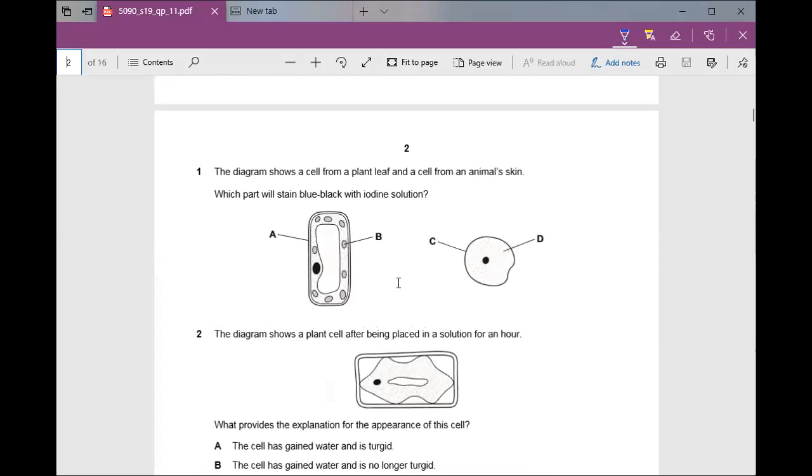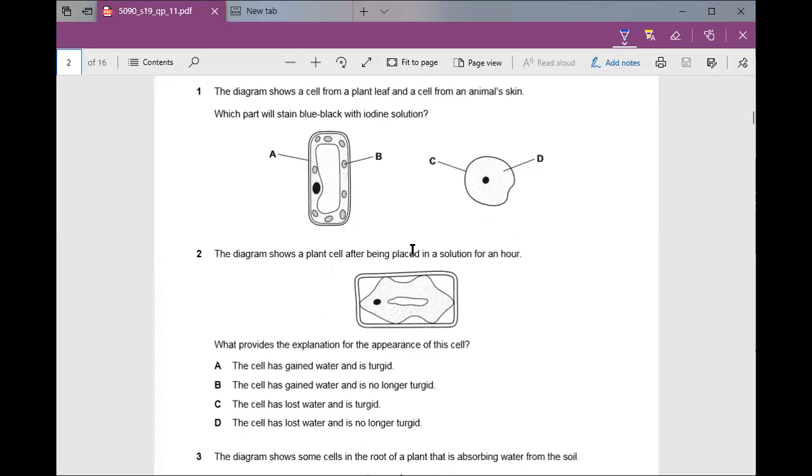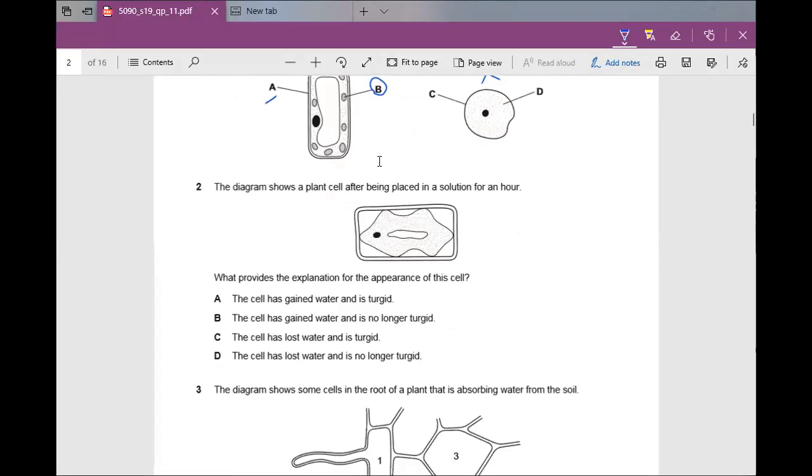Number 1: the diagram shows a cell from a plant leaf and a cell from an animal skin. Which part will stain blue-black with iodine solution? Iodine solution indicates the presence of starch. Starch is not present in animal cells, so both those options are wrong. A is a cell wall and B is a chloroplast, and we know that after photosynthesis, the plant stores starch, so B is the correct option.